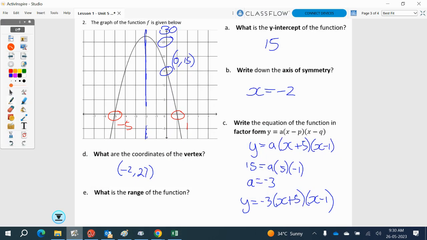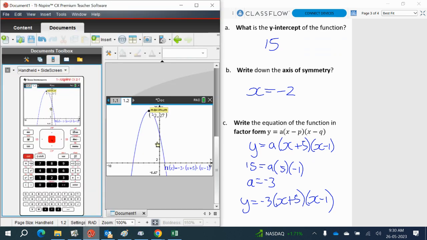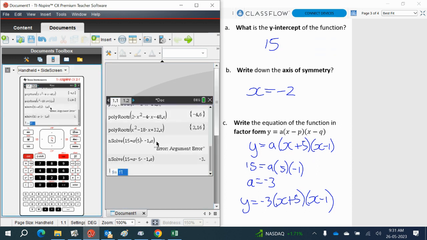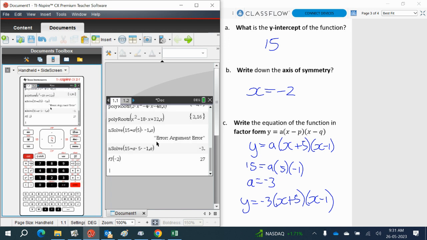If you have your function typed in and you know what your x is, because we knew the axis of symmetry was minus 2, you can find it a little bit quicker using this technique. We press Control. Once we've graphed it, we press Function, Variables, choose Function 1, and just say, what is the y value when x equals minus 2? And it will tell you 27. It's a little bit quicker.